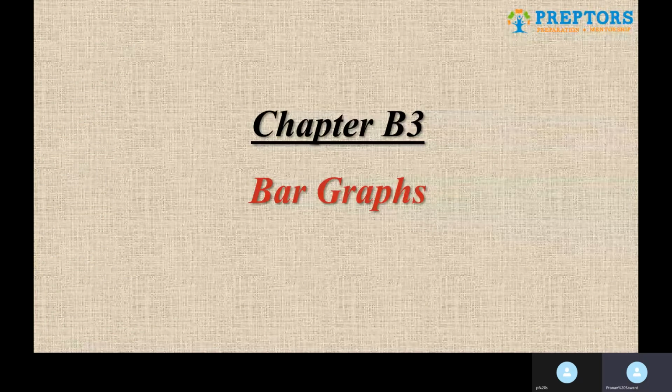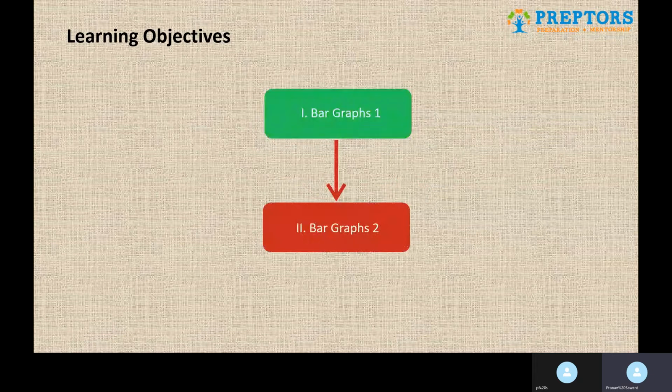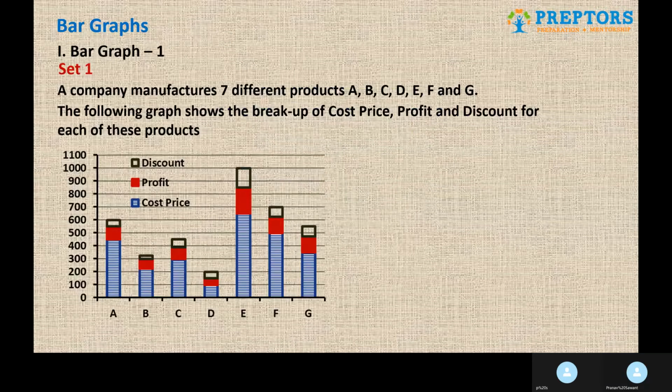Hi guys, so today we are going to start with chapter B3, that is bar graphs. Let's start with the first set. Now the set is: a company manufactures 7 different products. The products are from A to G. The following graph shows the breakup of cost price, profit and discount for each of these products.